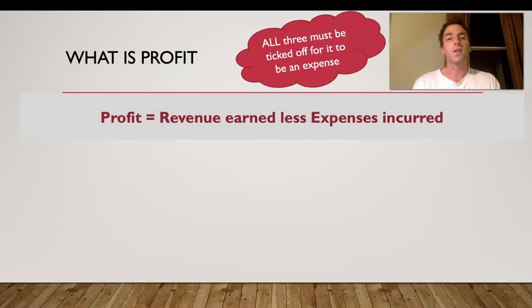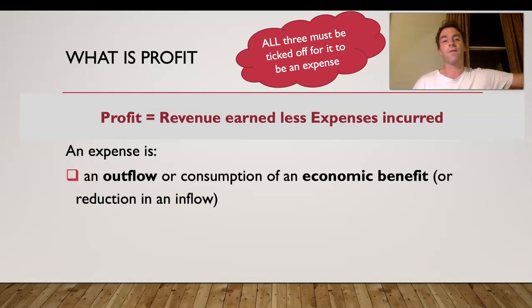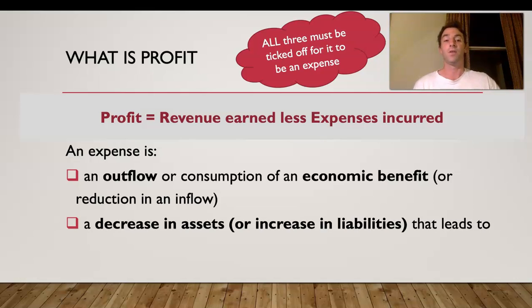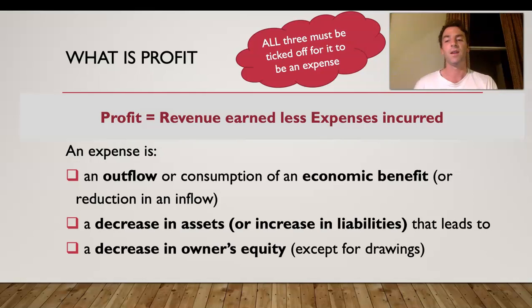An expense also has three things that need to be ticked off. They're essentially the opposite of revenue. For it to be an expense, there must be an outflow or a consumption of a benefit. It must lead to a decrease in assets or an increase in a liability, and a decrease in owner's equity.